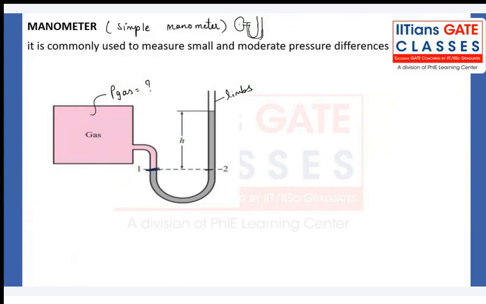Point number one and point number two, they are on the same level. So what can we write? P1 is equal to P2. Right. So what is the value of P1? P1 is nothing but the gas pressure. And what is the P2 value? P2 value is nothing but, suppose this is a manometric fluid, right? So what we can write? Rho m into g into h.